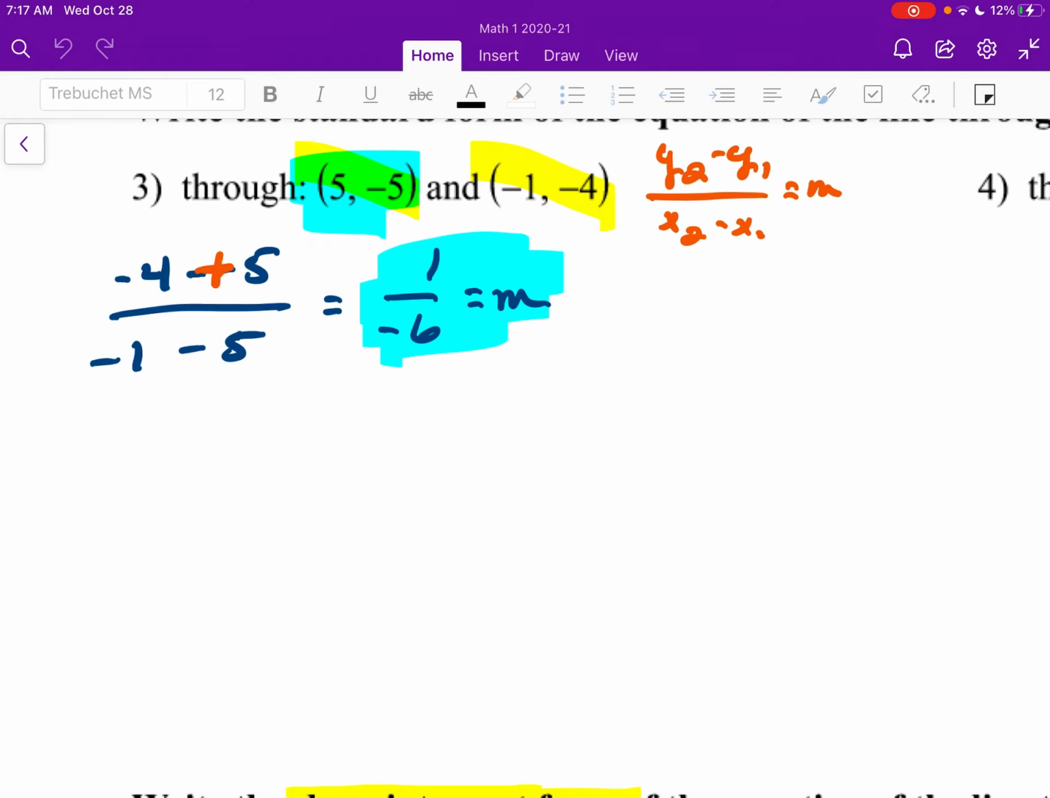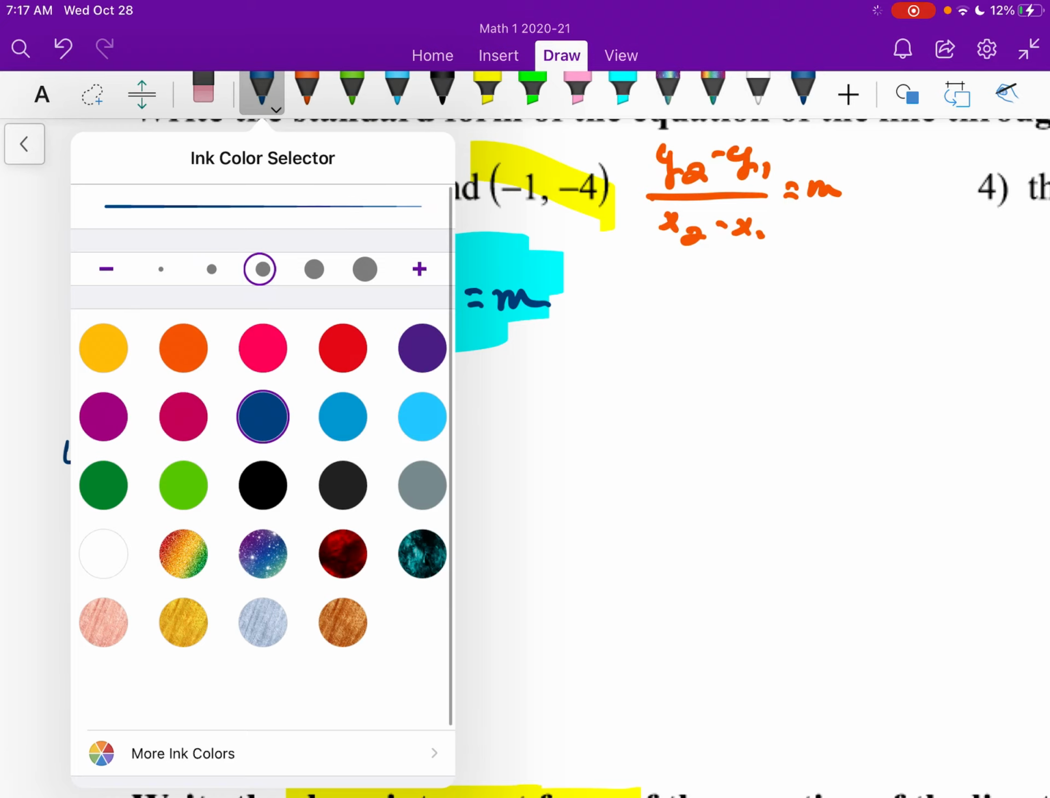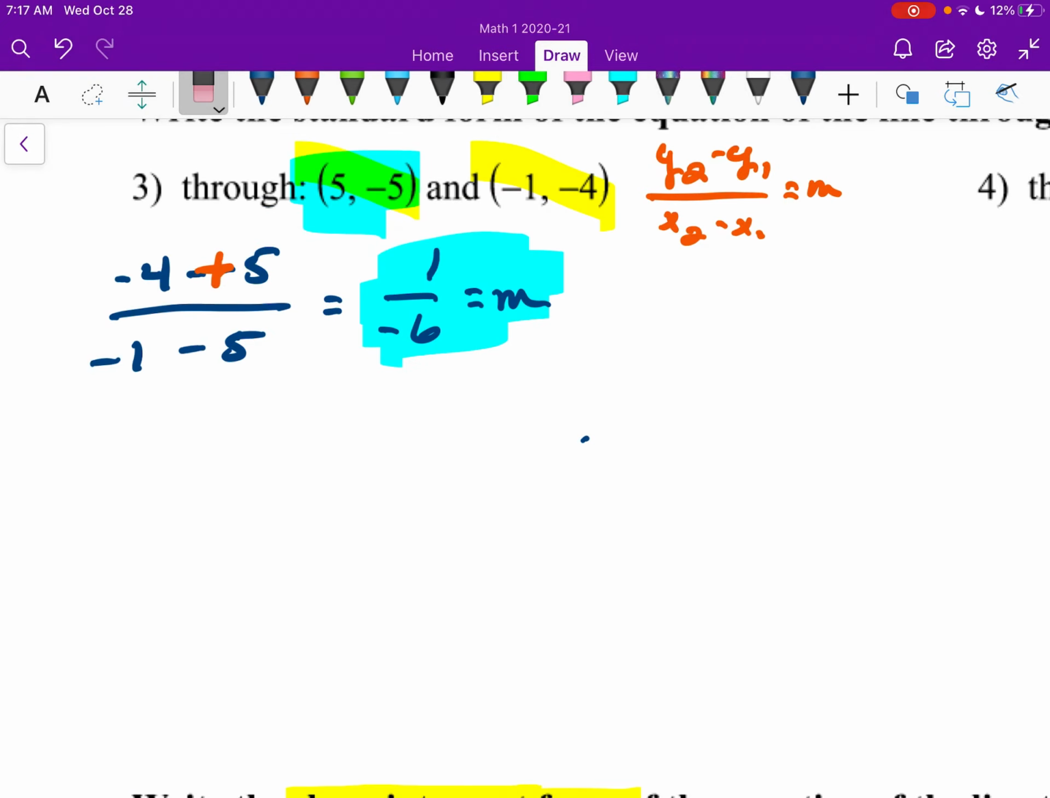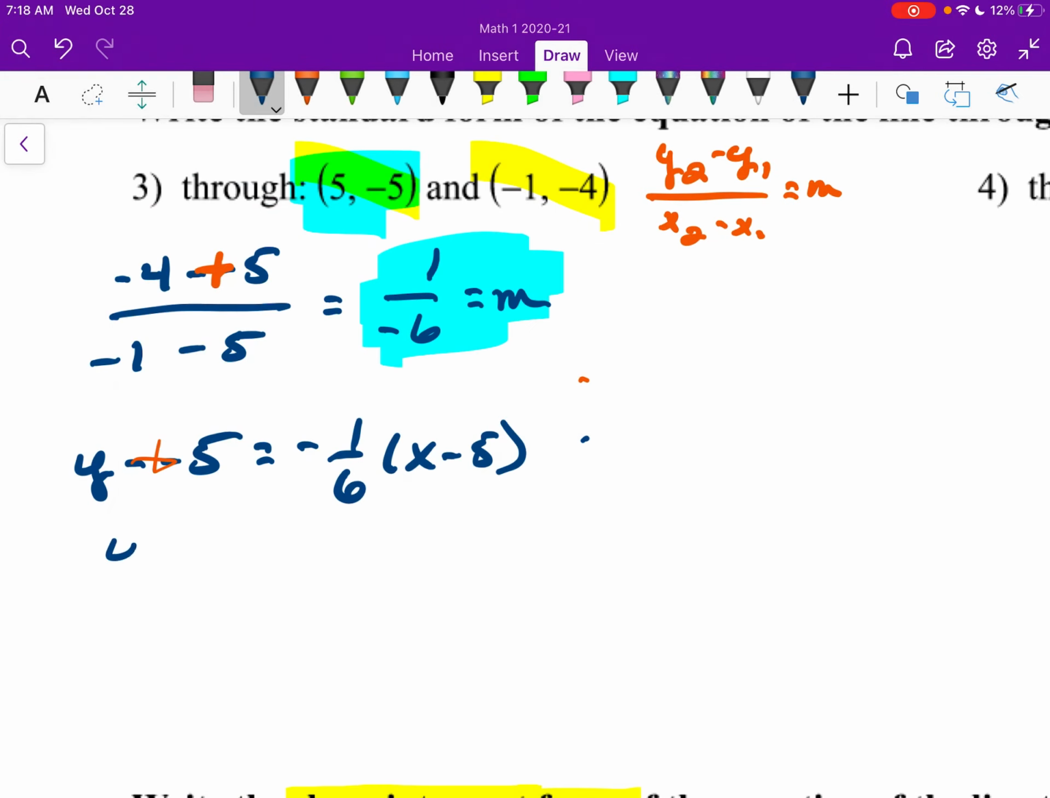All right, so we got our slope here, and now the blue stuff that's highlighted, we want to put that in point-slope form. So we're going to have y minus -5 equals -1 over 6, x minus 5. Right? So here we have actually a plus. So I'm going to have y plus 5 equals, and I'm going to multiply out my fraction.